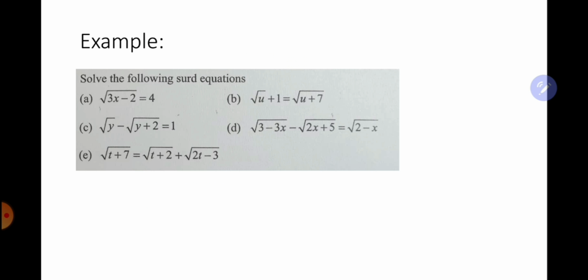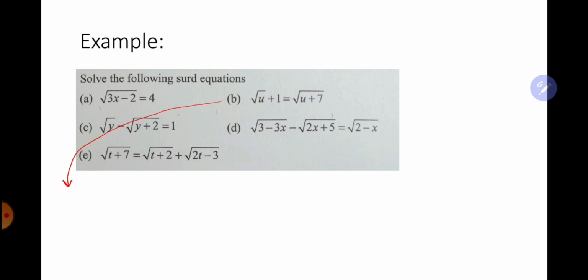Alright, now let's look at a few examples. Solve the following surd equation. A, here this is very simple. You square both sides and then you're gonna get 3x minus 2 equals to 16. So you're gonna have 3x equals to 18. So x equals to 18 over 3, which is 6.